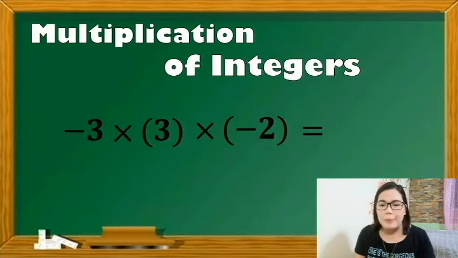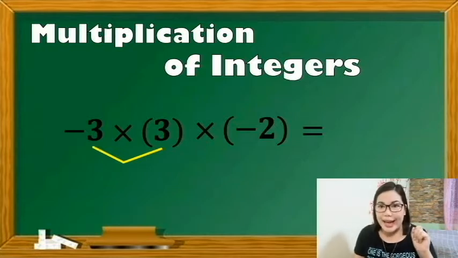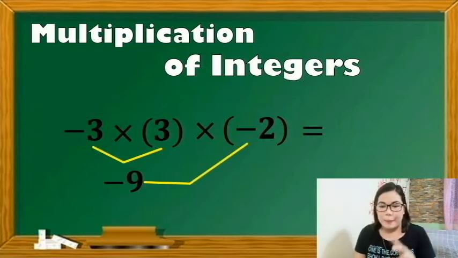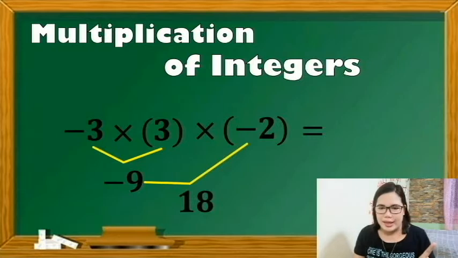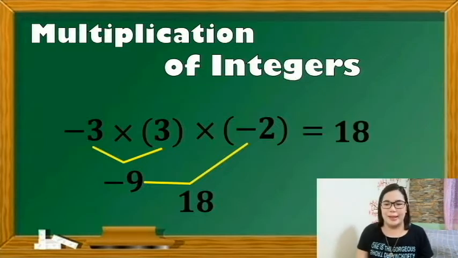So, we'll start with negative 3 and positive 3. Negative 3 times positive 3 is equal to, rule number 1, negative 9. And then, i-multiply na nato na diretso ni negative 2. Negative 9 times negative 2, so that is rule number 2, negative puro, the product is always positive, so we have 18. So therefore, the product is 18. Positive 18 na siya karon.